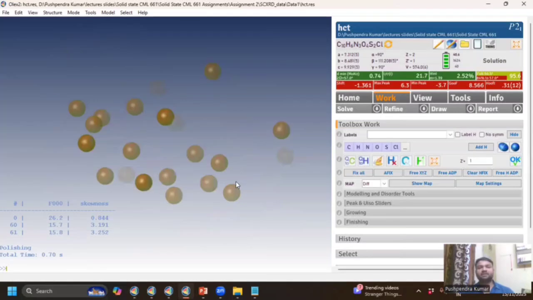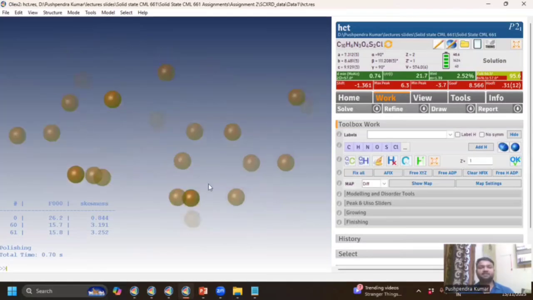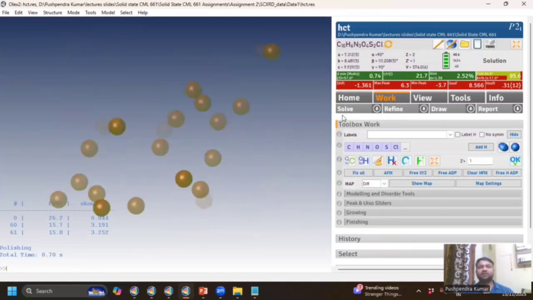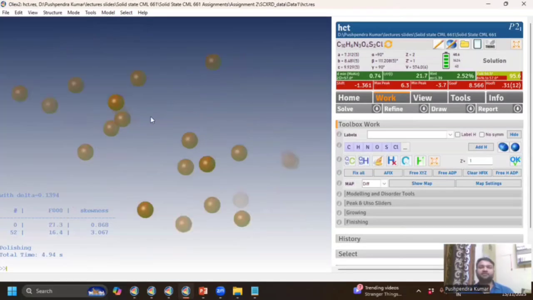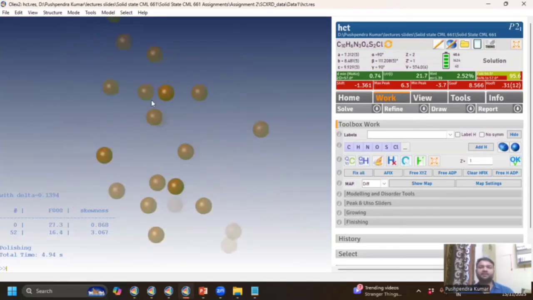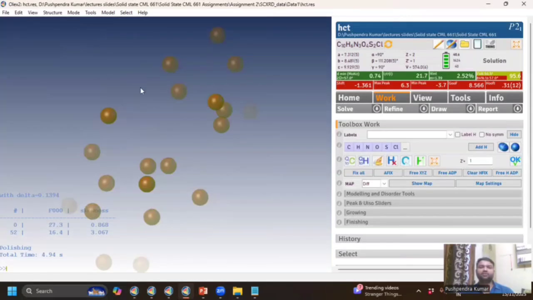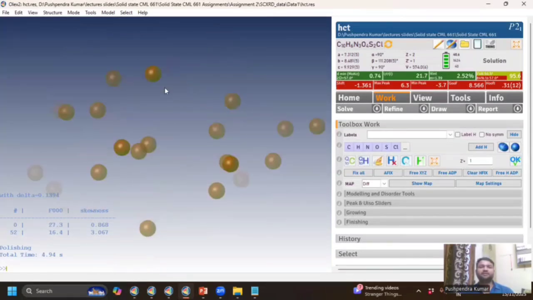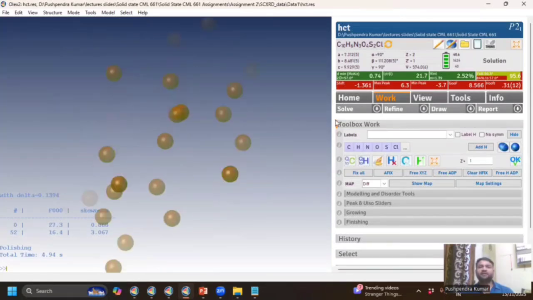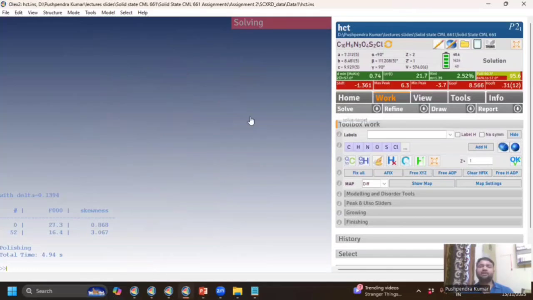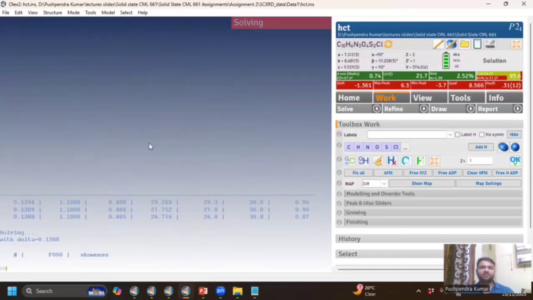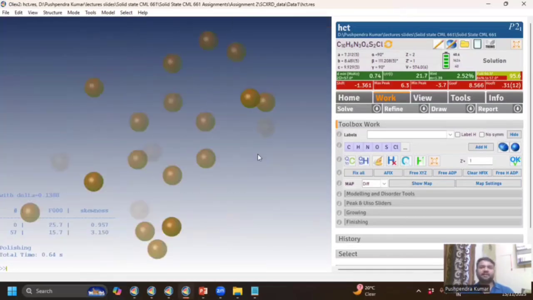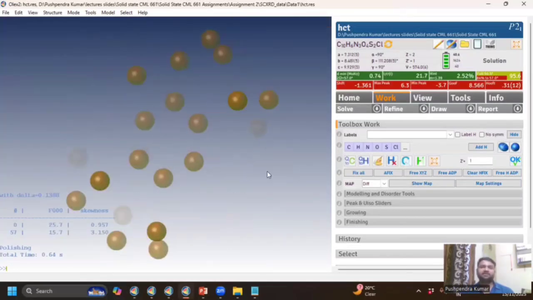Here we can see the electron density map has changed its positions. Again we solve, and we get a new electron density map, and we can see here there is no electron density in a ring format. So we solve and solve again until we get the electron density map in the desired way. Here we can say we get the desired electron density map.